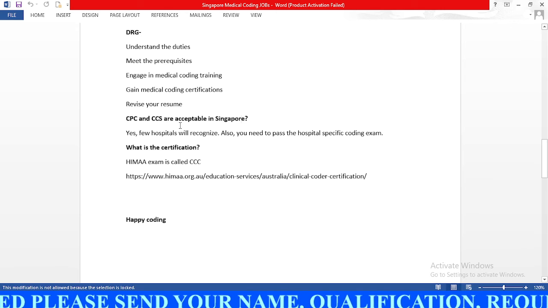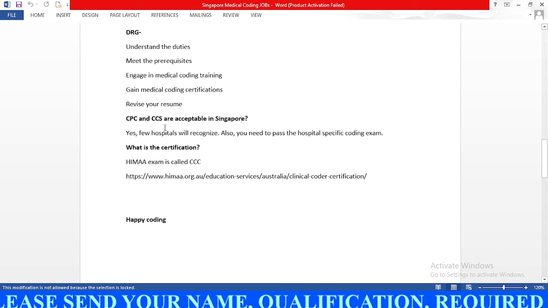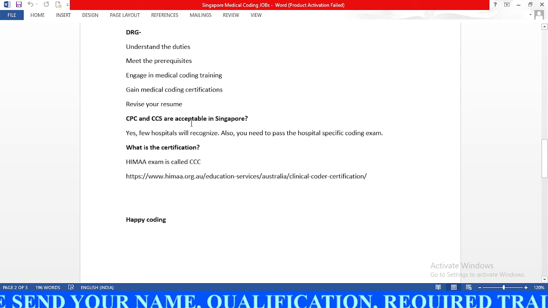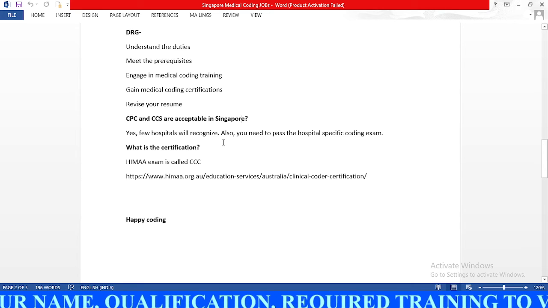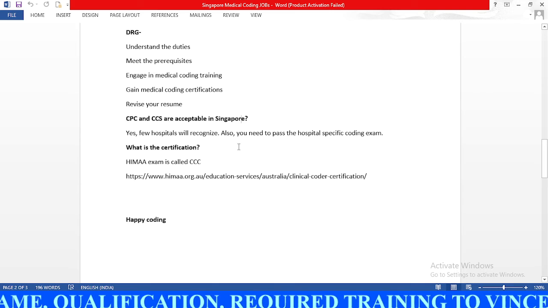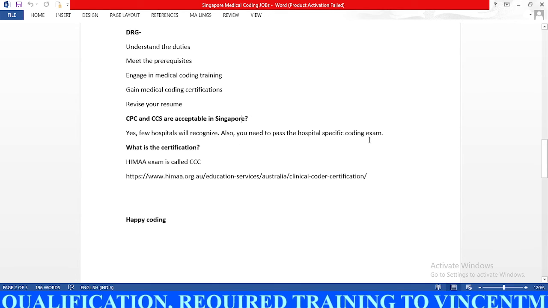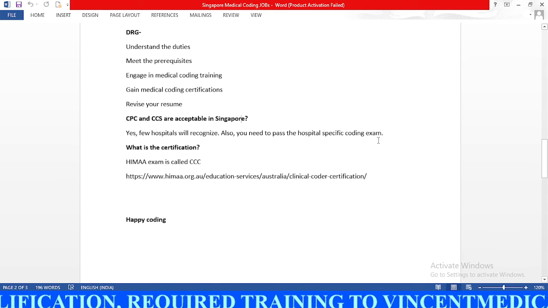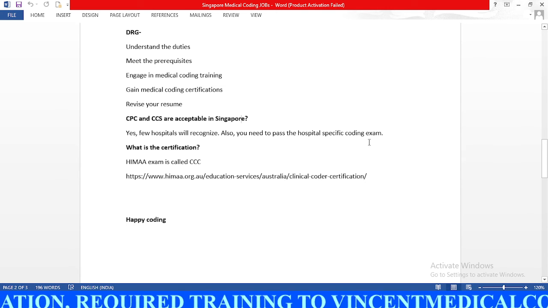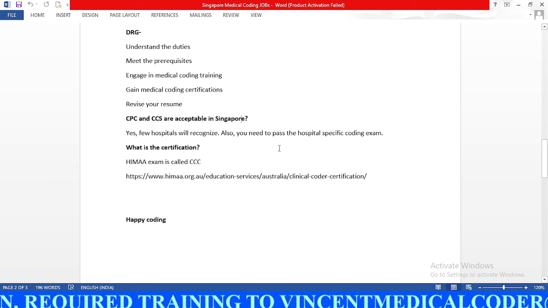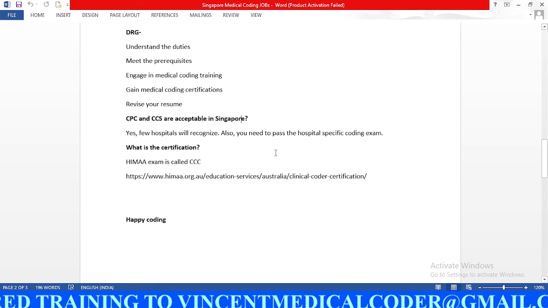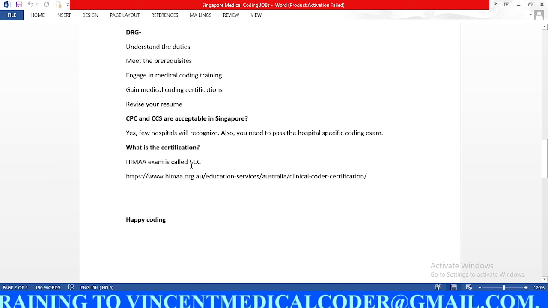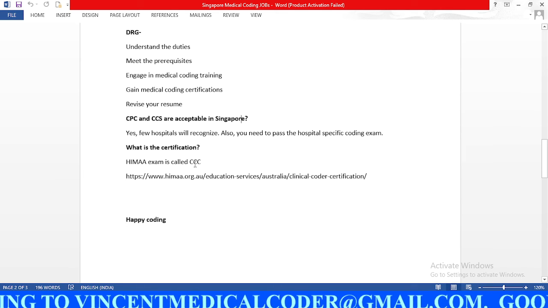The most common question from Indian people is whether CPC and CCS are acceptable in Singapore. Yes, a few hospitals will recognize CPC and CCS. Also, you need to pass the hospital-specific coding exam in order to get a medical coding job in Singapore. So, what is the certification exam for Australian medical coding? Here we usually call it the HIMA exam. We call it CCC, triple C.